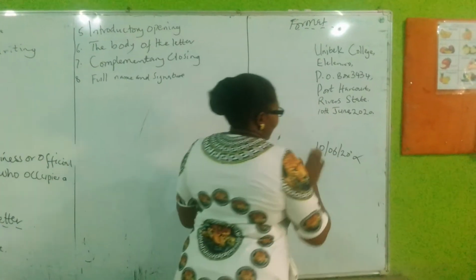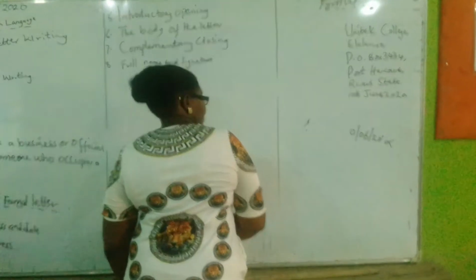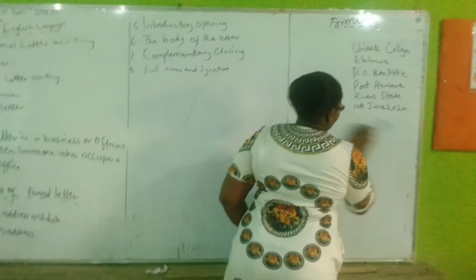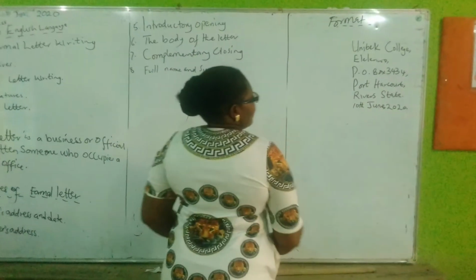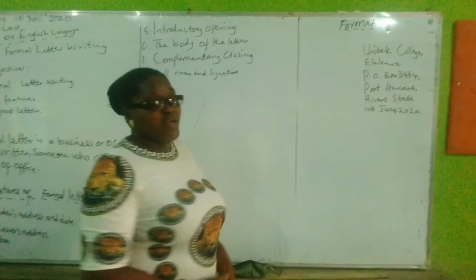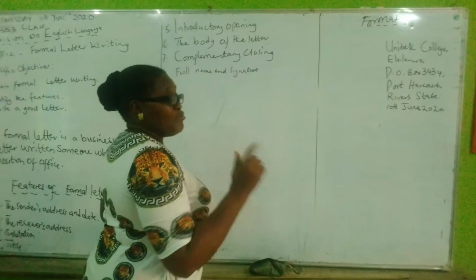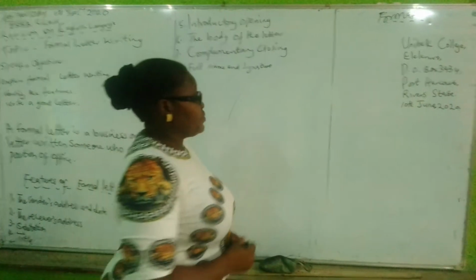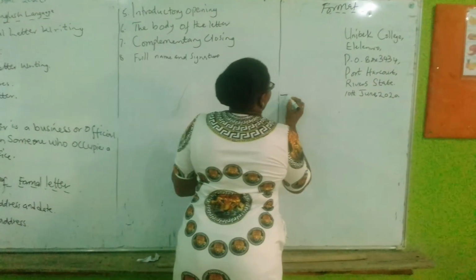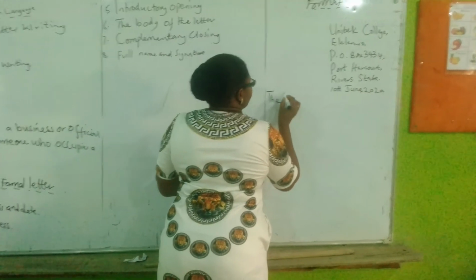Remember, it is a formal letter, and as such, it should be formal. Everything you're doing should be formal. Otherwise, the person you're writing to may not read your letter. So this is the sender's address. Now you're writing to the principal of your school. The principal or the honorable principal.